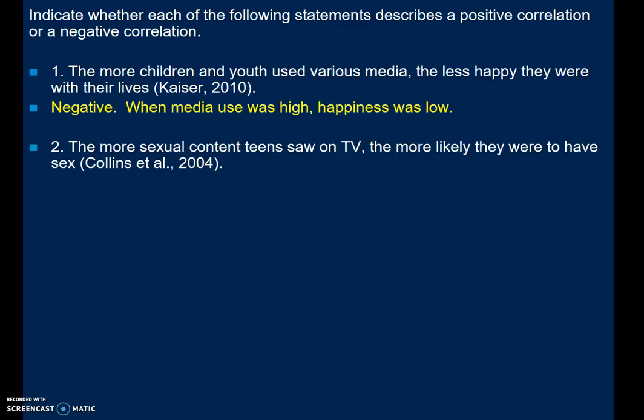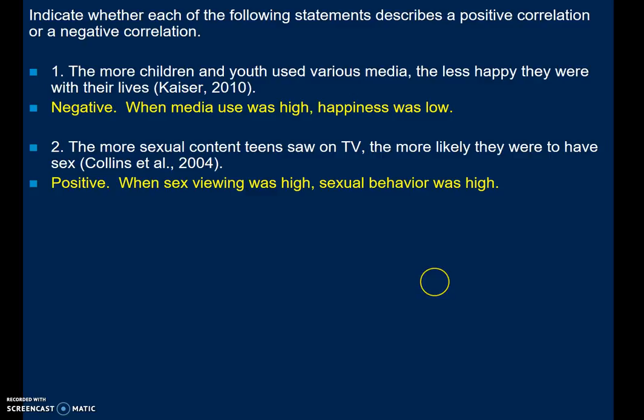The more sexual content teens saw on TV, the more likely they were to have sex. This is from a 2004 study. Positive or negative correlation? Positive correlation. When sex viewing is high, sexual behavior was high. You could also reverse that. Say when sex viewing was low, sexual behavior was low. That's what they found as a positive correlation. When the value of one variable is high, the other one's high. When the value of one variable is low, the other one's low.